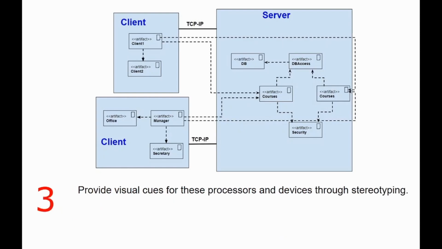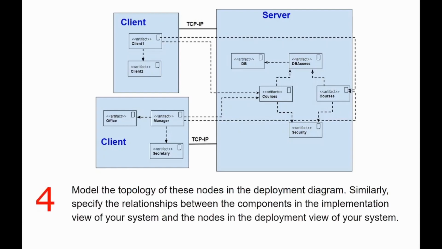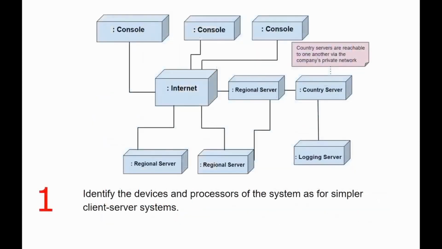Provide visual cues for these processors and devices through stereotyping. Model the topology of these nodes in the deployment diagram. Similarly, specify the relationships between the components in the implementation view of your system and the nodes in the deployment view of your system. And here are the steps you will need to take when modeling a distributed system.